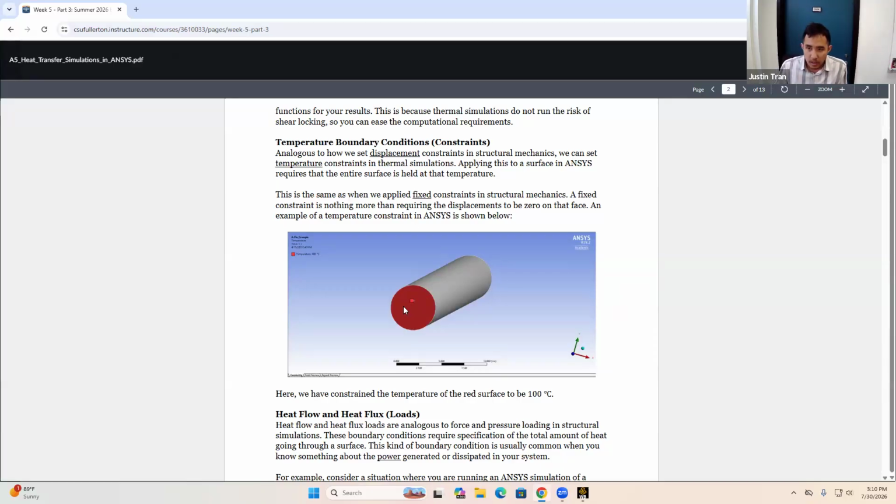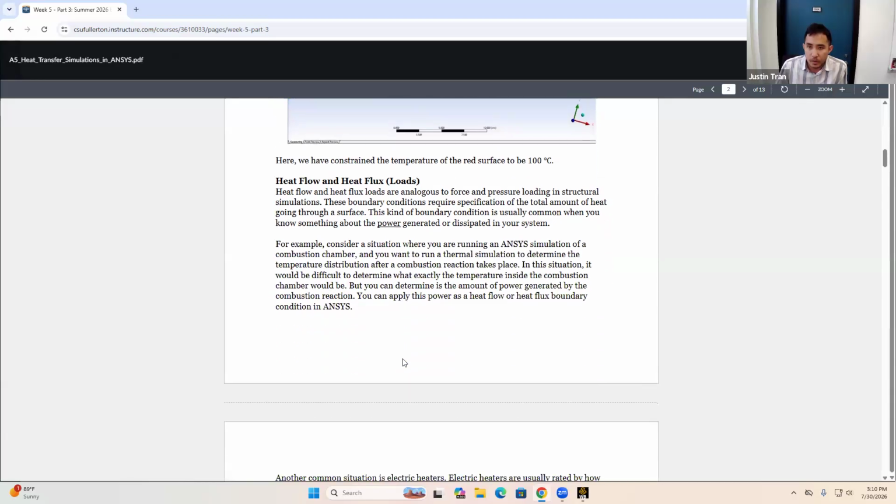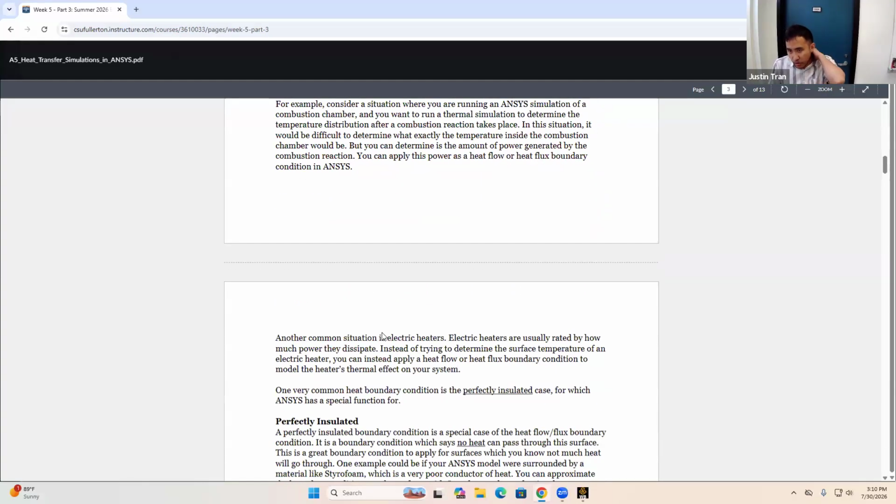So for instance, in this diagram here, we're specifying this face of this cylinder to be 100 degrees C. I know it's a little bit hard to see, especially if you're on Zoom. But because we are requiring that every node on this surface is 100 degrees Celsius, this constitutes a thermal constraint.